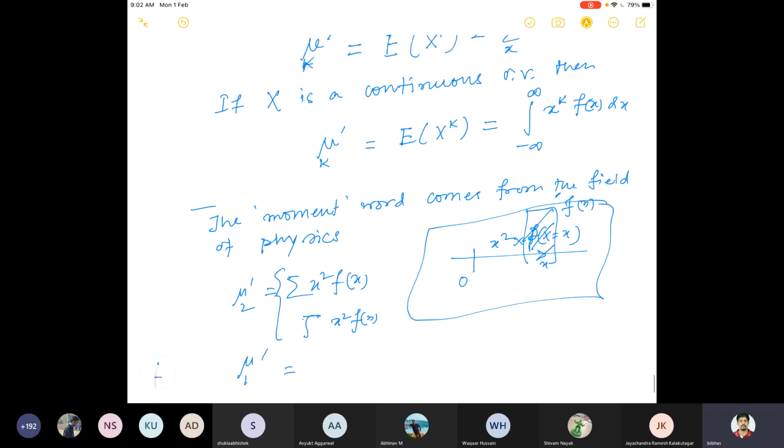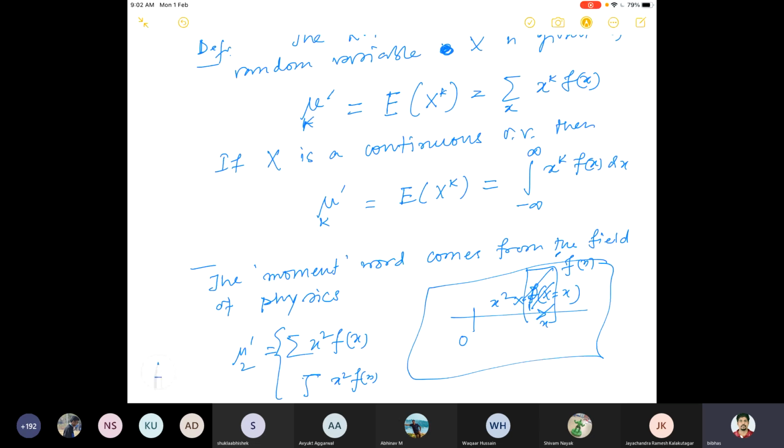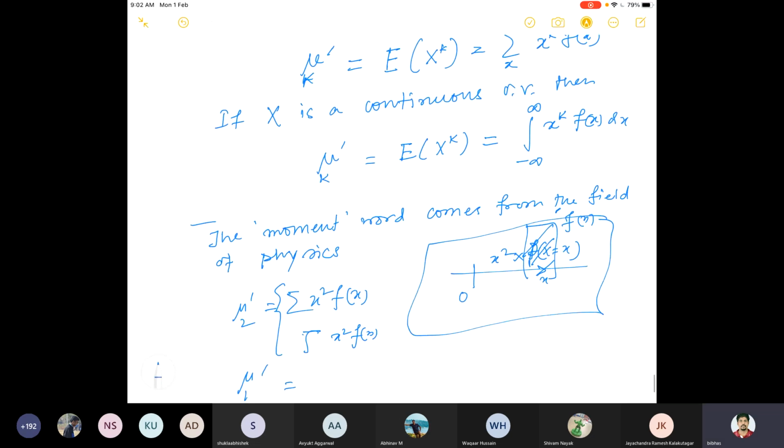Because mu 1 dashed, you see, is just the expectation. So now I have a new meaning of expectation in terms of physics. I have already defined what is called the moment of inertia. I said this is nothing but mu 2 dashed, the second moment of the random variable, which is the actual moment of inertia. That's why I'm calling it moments.